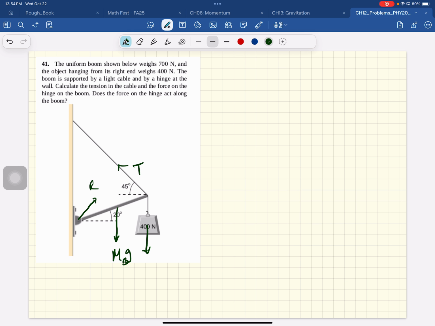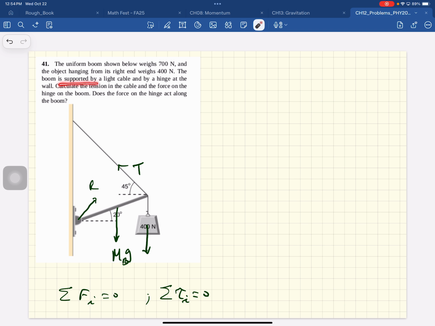And the boom is at rest. So that must mean that the sum of those forces must be 0, and the sum of the torques of these forces must be 0. All right, so we know all of that. Now let's see what it is that we want to calculate. The boom is supported by a light cable and by a hinge at the wall. Calculate the tension in the cable and the force on the hinge on the boom. So they're asking us to calculate this and this. Those are the unknowns. What we'll do is, let's first do the torques about this point. Why would you calculate the torques about that point?